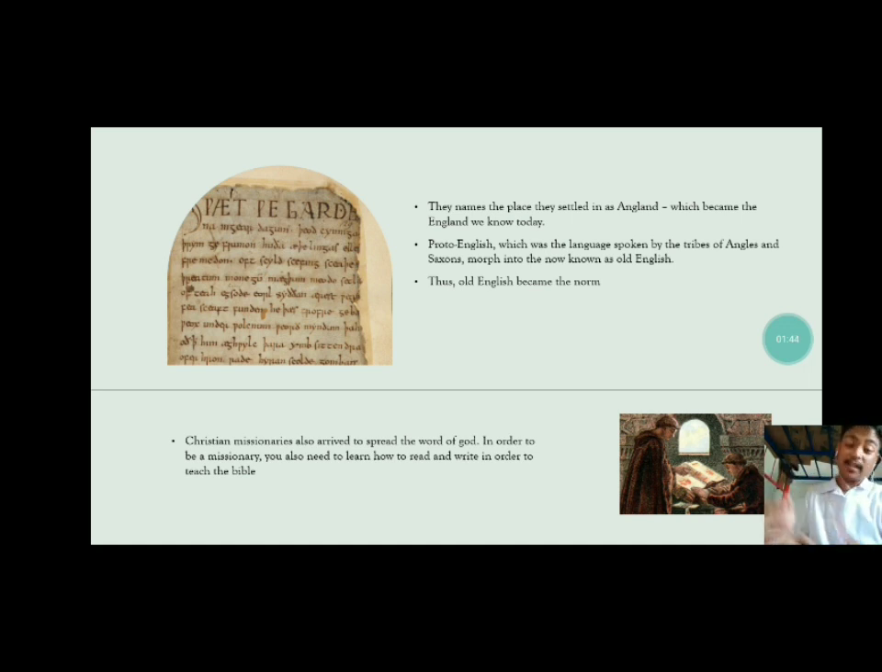Because of the many people, different tribes, and different dialects, they were mixed and matched. So, in order for them to communicate more, they made this Proto-English language. Over time, this Proto-English language evolved into the Old English language, and thus Old English became the norm. Old English is more like the formal language that we know today.